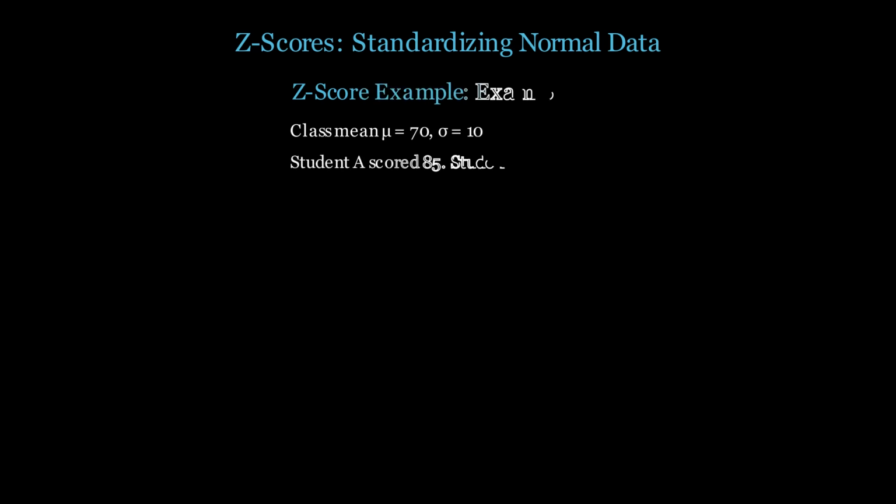Let's walk through a concrete example. The class mean is 70 and sigma is 10. Student A scored 85, Z equals 85 minus 70, divided by 10, giving plus 1.5. Student B scored 55, Z equals 55 minus 70, divided by 10, giving minus 1.5.